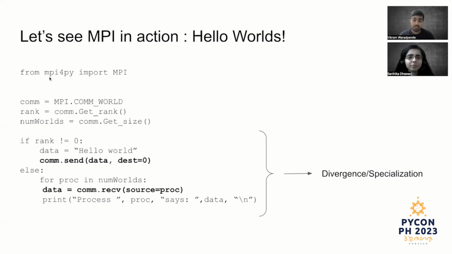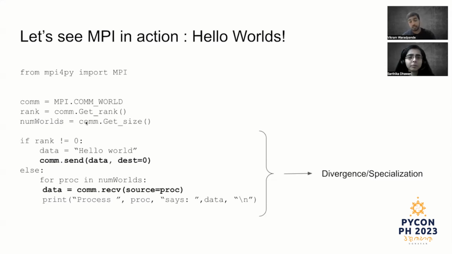Then, as I mentioned, the communicator, the rank, and the get size methods. So you can imagine if I execute this with 4 nodes in my world, these 4 commands would be executed simultaneously for all of those. The communicator will be shared among all of them. The rank would be different for each of those nodes. And the number of worlds, that would be the same for each, because that's the total number of processes in my pool.